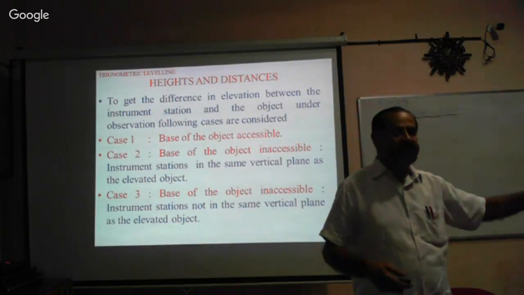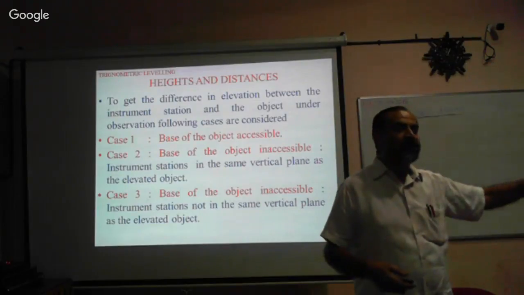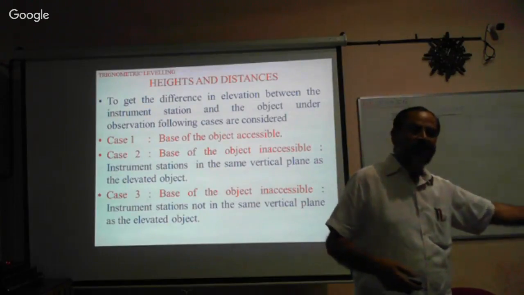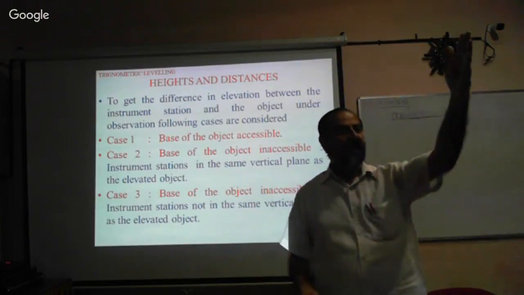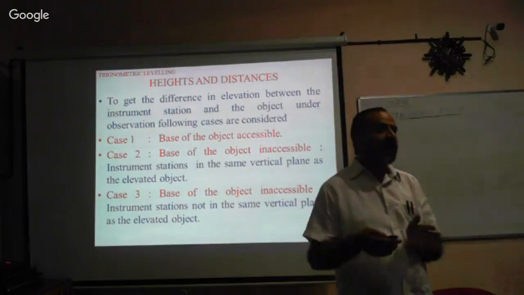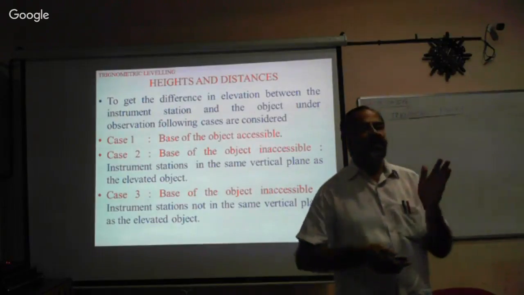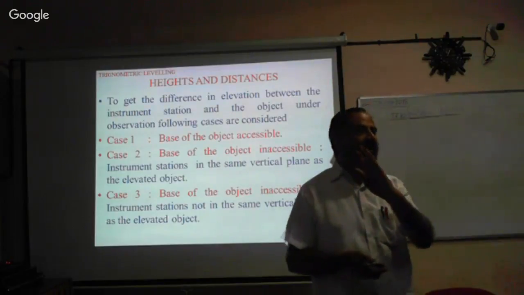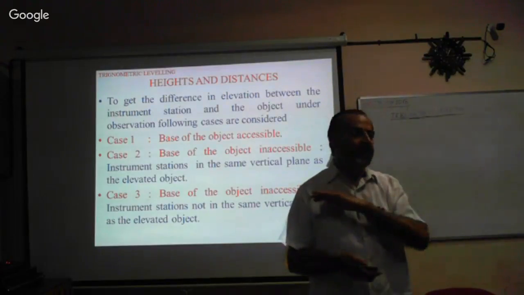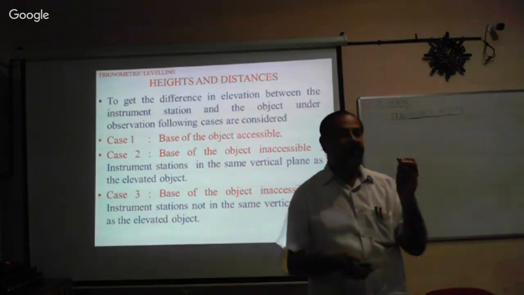Then after doing this, shift the instrument to the next station, then measure the horizontal angle and take the vertical angle. What I mean to say is, one method is called the single plane method, and the other method we call the double plane method. We will discuss everything one by one.